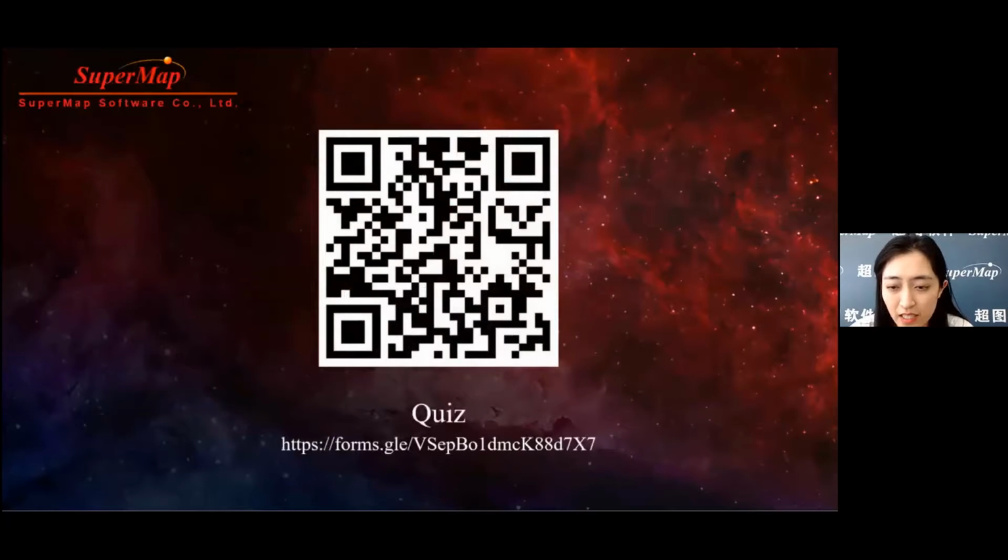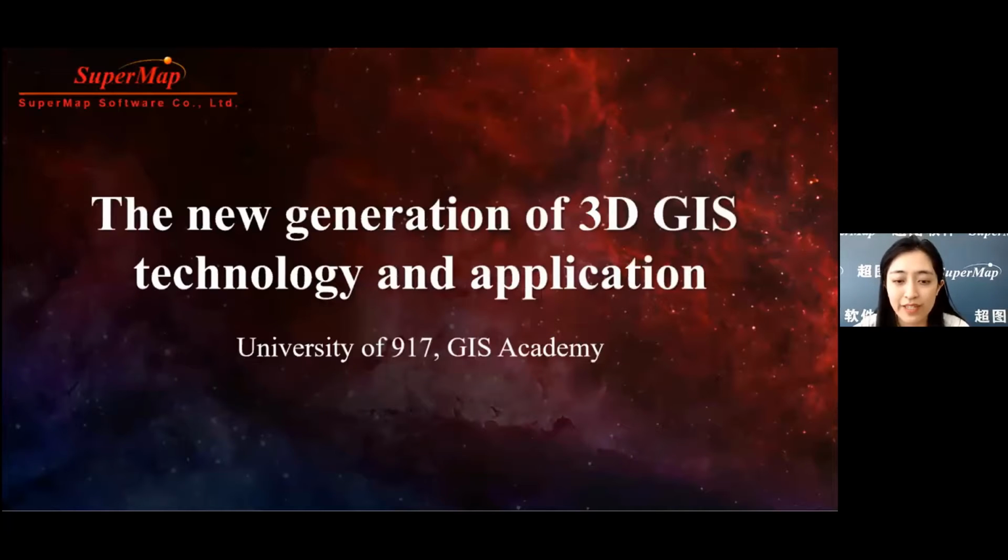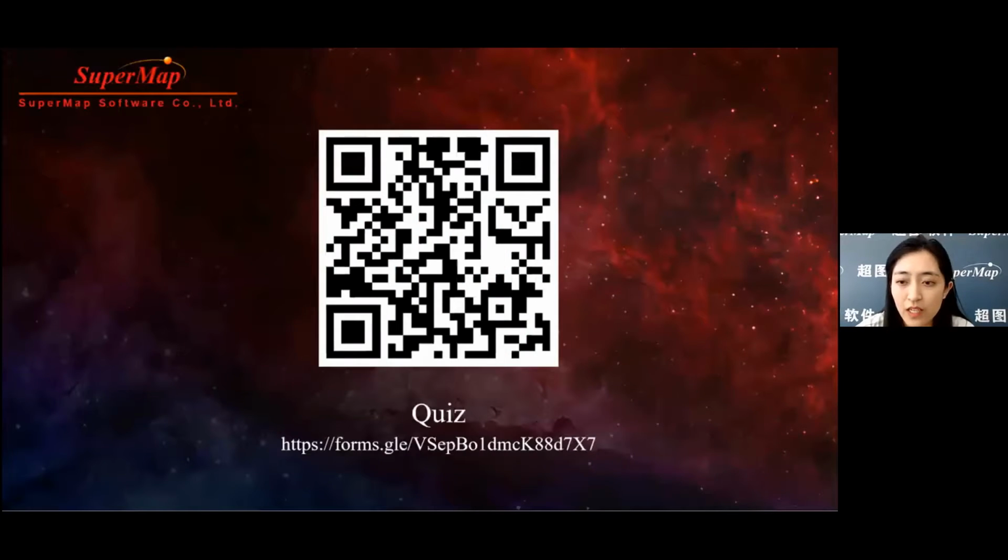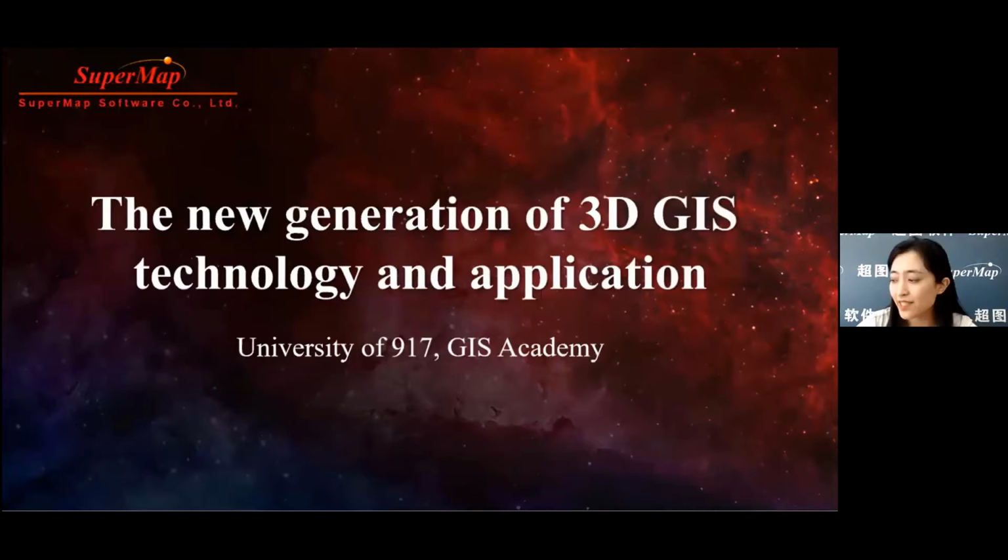This is a QR code of our quiz. There are 10 questions in this quiz, and each question is 10 points. You pass with 8 points or more. Everyone has many chances to answer these questions, and we will take the highest result. You can do it before our next class. Okay, so let's start our first class.